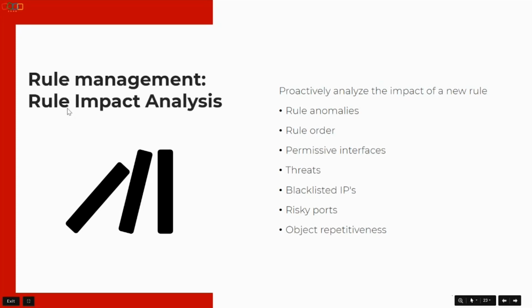The rule impact feature does the following: it checks the proposed new rule against the existing rule base for anomalies. It suggests an optimal rule reorder by analyzing the proposed new rule for rule complexities and anomalies. It helps in identifying any overly permissive destination interfaces for the proposed new rule. It detects and reports on service, application, and interface level threats. It singles out blacklisted IP addresses that are mistakenly used in your newly proposed rule. And it also provides a risk assessment of relevant service, application, and interface ports. And finally, you get object repetitiveness in a rule listed out as well.